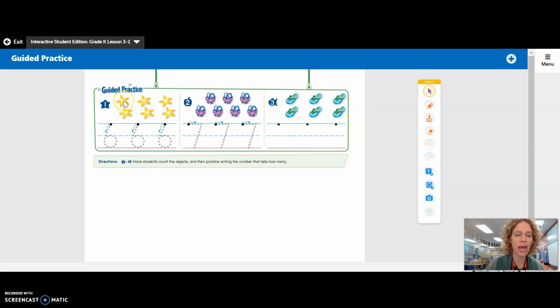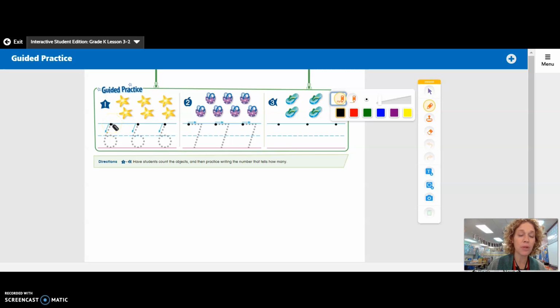All right, you ready to count with me? I touch each one when I count. 1, 2, 3, 4, 5, 6. How many starfish do I have? 6. So with my pencil, I'm going to trace the 6 here.